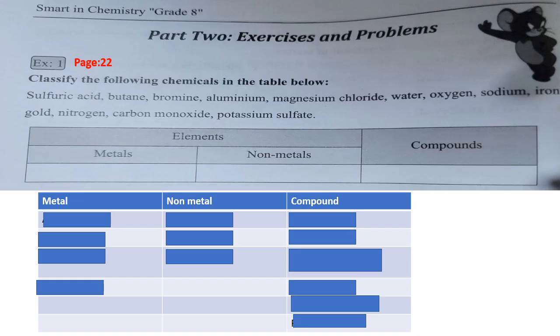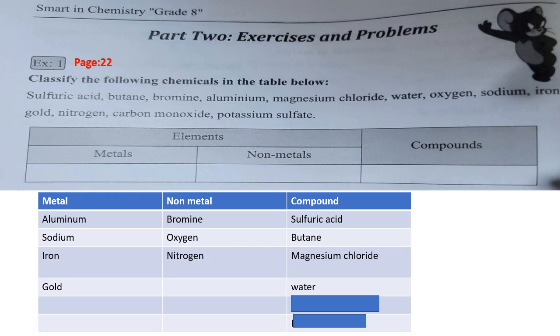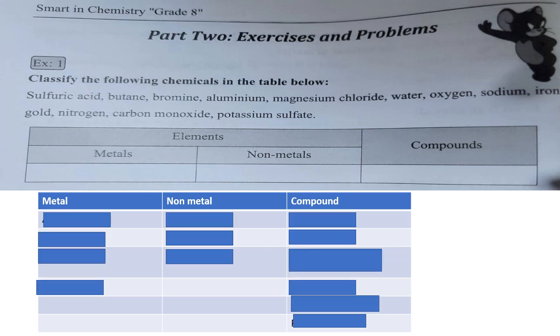Now let's move to Smart in Chemistry. Exercise number 1, page 22. Classify the following chemicals in the table below. We have elements, metal, non-metal, and compounds. Sulfuric acid, it's made up of H2SO4. So it's hydrogen, sulfur, and oxygen. H2SO4. So it's a compound.